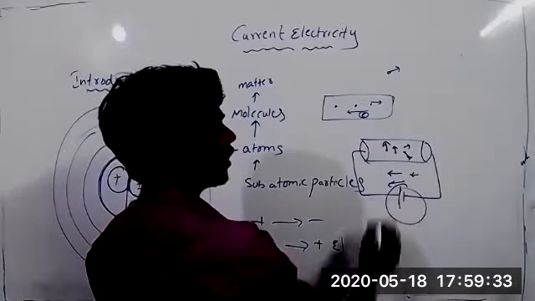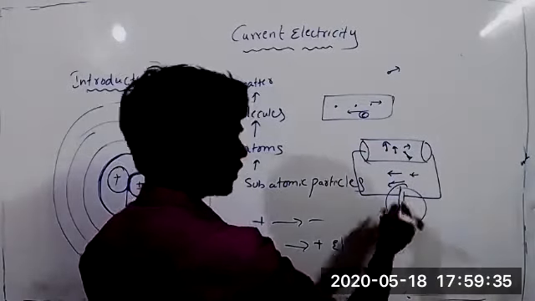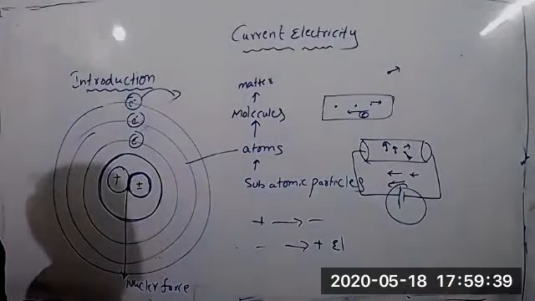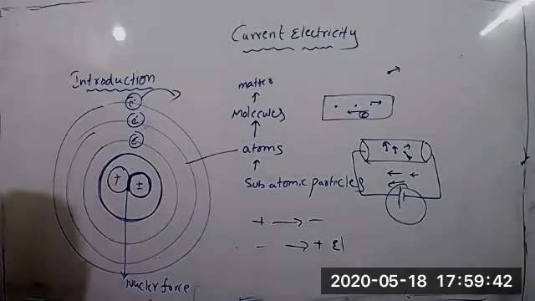Until you apply any external force, electrons cannot move in a particular direction. They will move, but randomly. At that time there is only a thermal current.